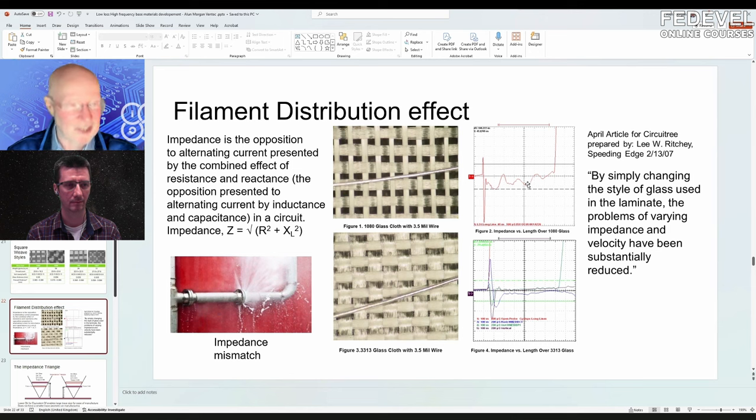There's no resin here, just the glass, quite plain to see. He then used this style of 3313 glass cloth instead, which, as you can see, is far more dense. So we don't have any air gaps, basically. Laid the conductor across and look at the TDR trace now.